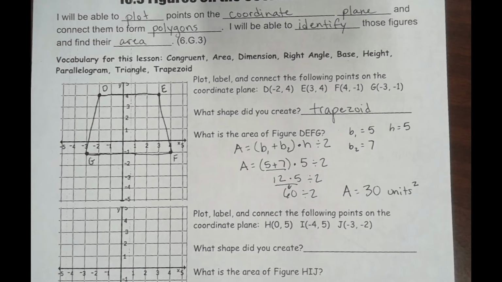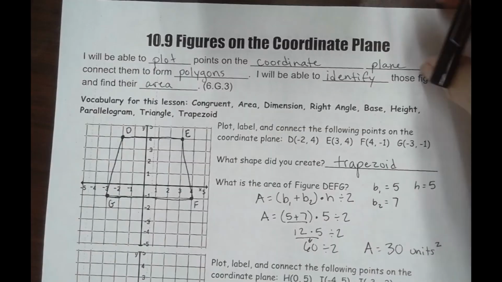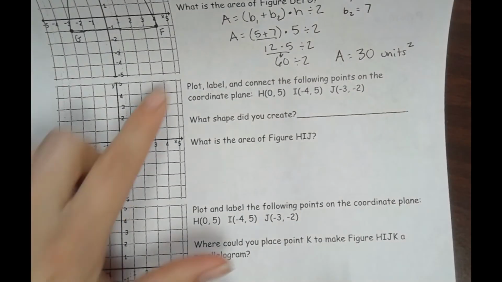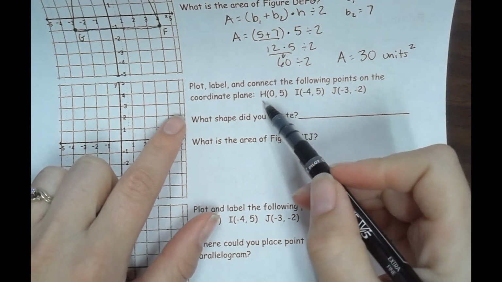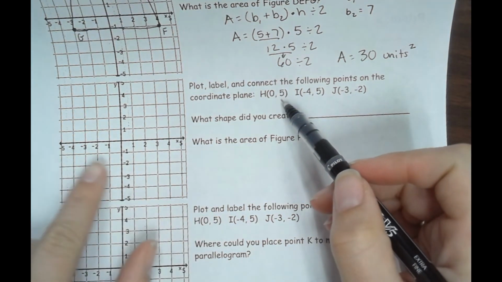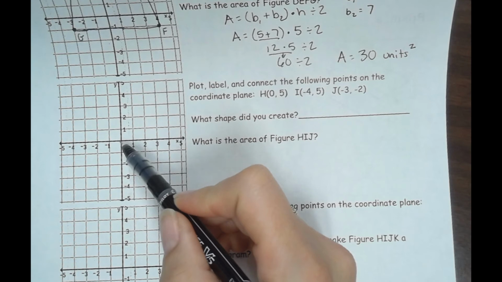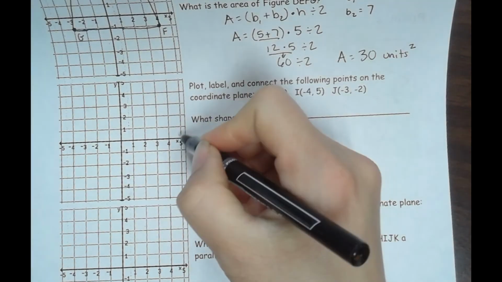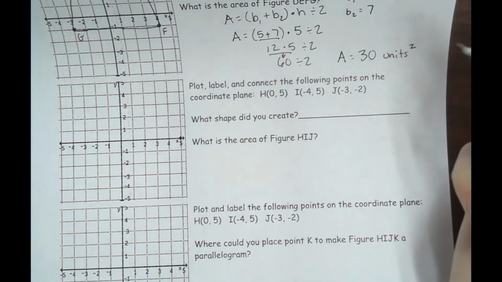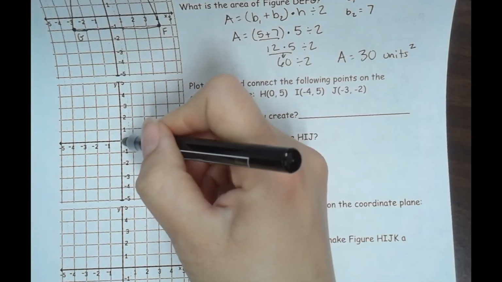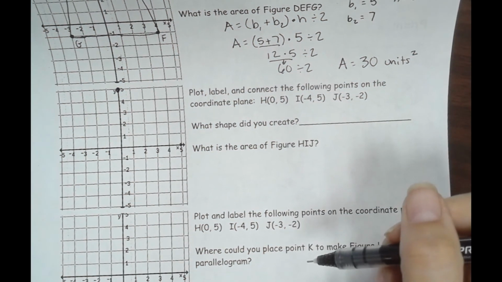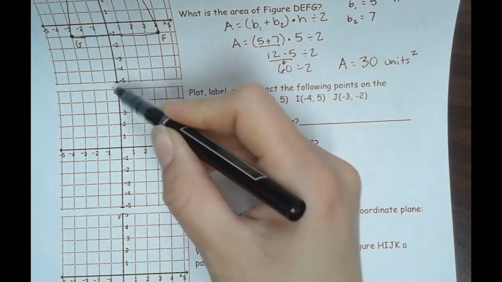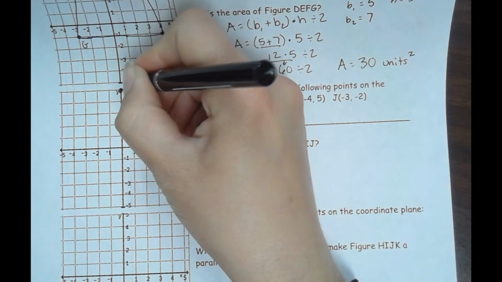Okay, try the next one. So it says plot and label and connect the following points on the coordinate plane. H at 0, 5. Oh, that's 5, 0. What am I doing? 0 on the X. 5 up. You can see that even I get caught up sometimes. 0, 5. And we're going to label that one H.